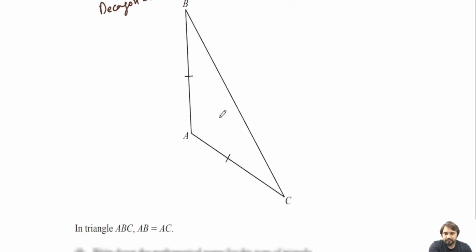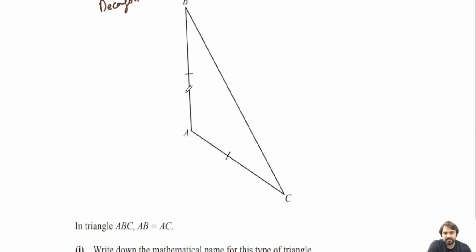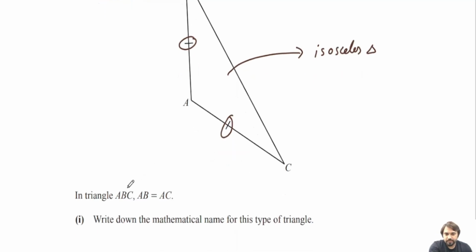Okay, in B part we have a figure and we can see this is a triangle, and the triangle has a name, isosceles triangle, because we can see these two line segments. It means AC side is equal to AB side. So this one is an isosceles triangle. In triangle ABC, AB is equal to AC. Write down the mathematical name of this type. So I have just written it, isosceles triangle.